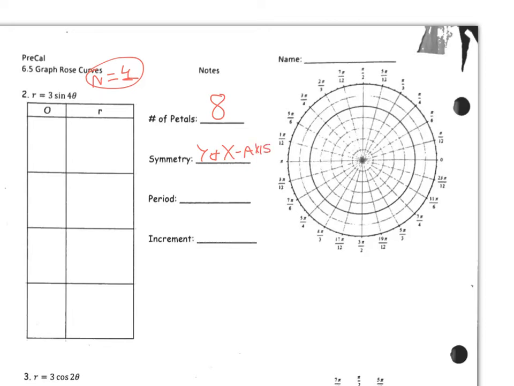Alright, now the period, remember we said it's 2 pi over b, but in this case it's 2 pi over n. In this case, n is what, the 4? So 2 pi over 4, that reduces to pi over 2. For the increments, we take the period and divide it by 4, and in this case it's going to give us pi over 8. Alright, so with theta right here, we're always going to start at 0, but then we're going to go up by pi over 8. And we're going to keep adding pi over 8.